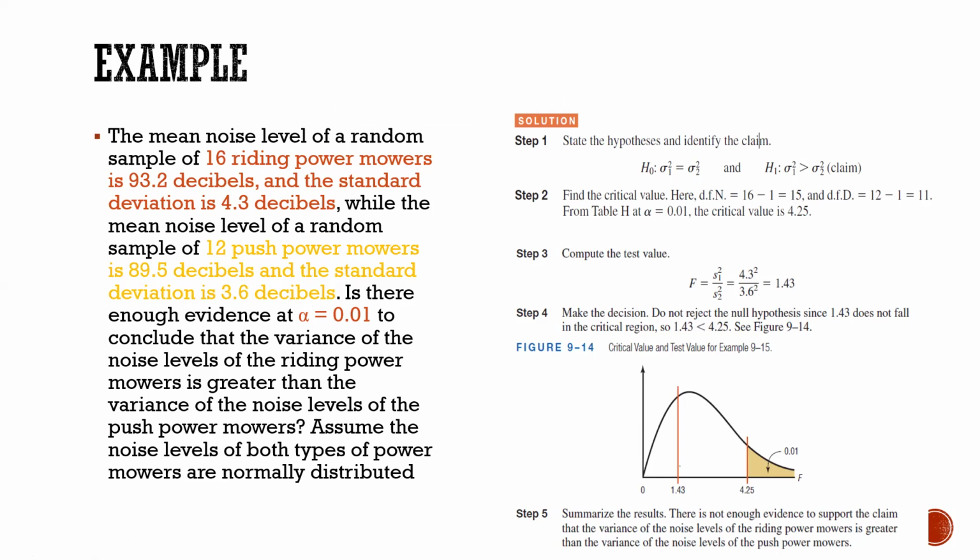Now we will compute the test value. S1 is 4.3 and S2 is 3.6. We will take the squares and do the calculations and we will get 1.43. So we will not reject the null hypothesis since 1.43 does not fall into the critical region. 1.43 is less than 4.25. So there is not enough evidence to support the claim that the variance of the noise level of riding power mowers is greater than the variance of the noise of push power mowers.